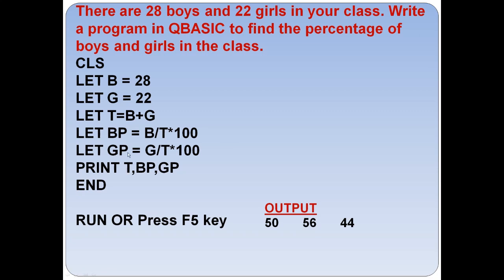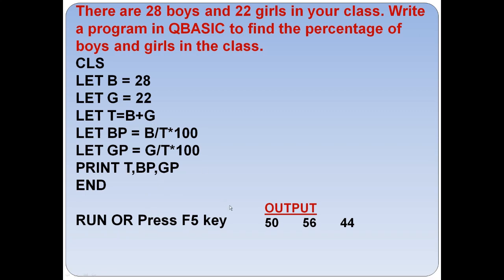Same way, girls percentage is equal to girls divided by total students of the class multiply by 100. Then print T comma BP comma GP, means total, then boys percentage, then girls percentage. End of the program. Run or press F5 key. We can do one thing from these two. If we are writing run, then no need to press F5. If we are pressing the F5 key from the keyboard, no need to write the run command over here.